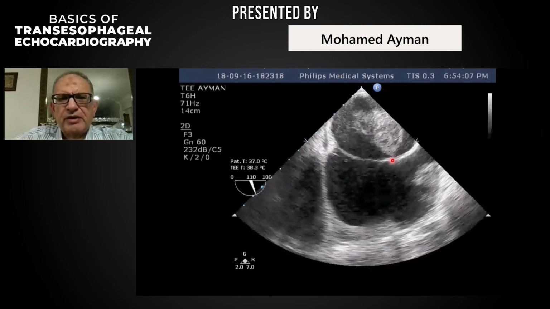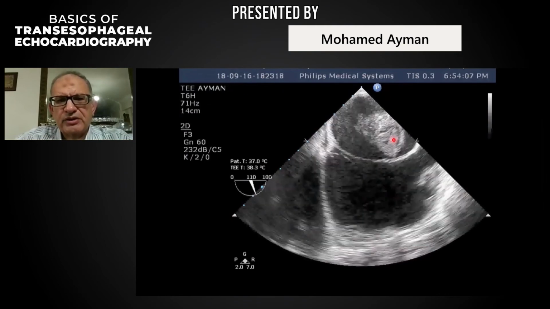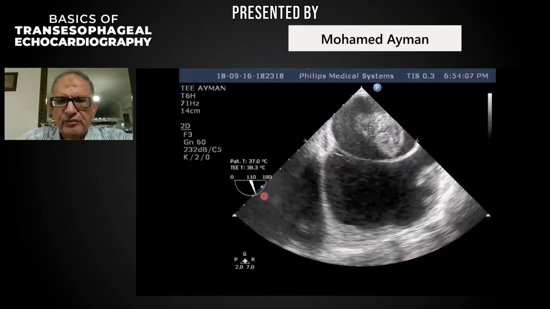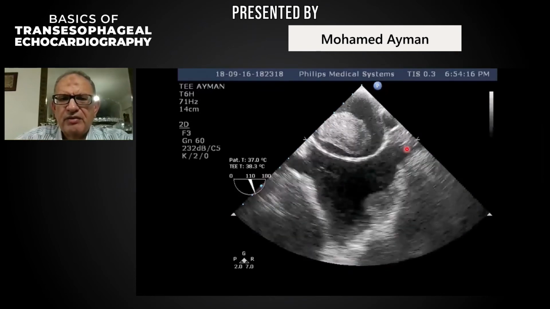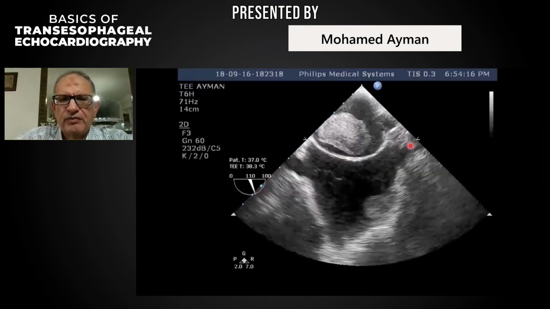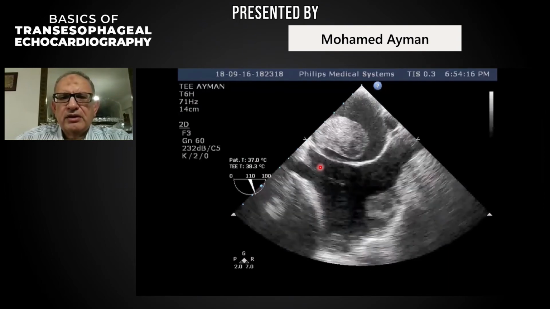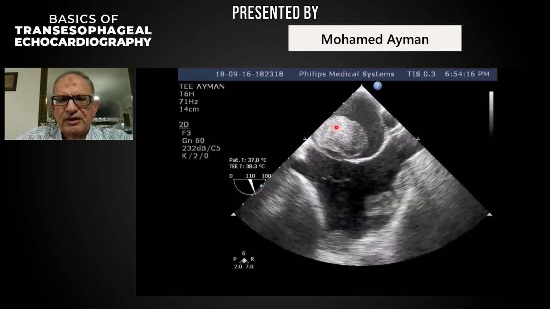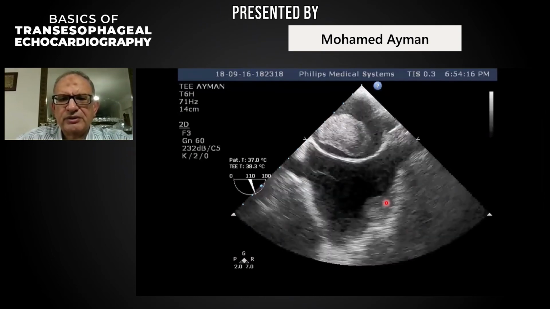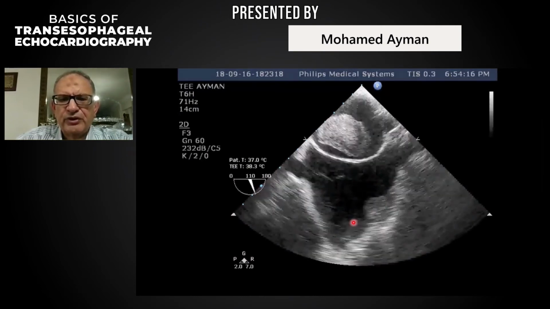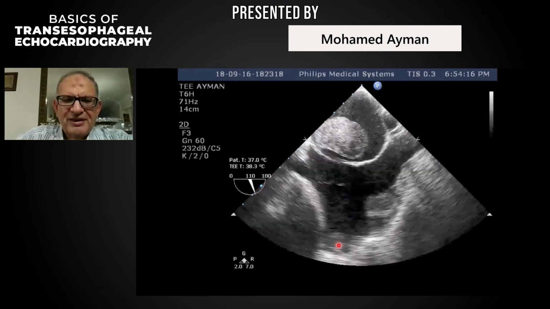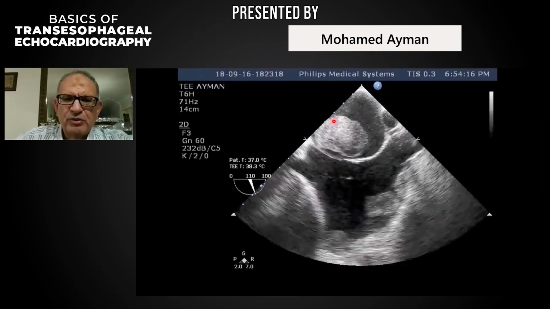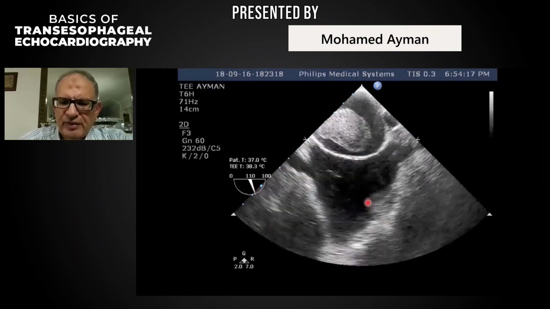This is a very big left atrial thrombus in the same patient, but at a different angle. And this is the bicaval view: superior vena cava, inferior vena cava, interatrial septum. And this is the left atrial thrombus and another right atrial thrombus. And another third thrombus here, still in the right atrium: one, two, three, multiple thrombi.